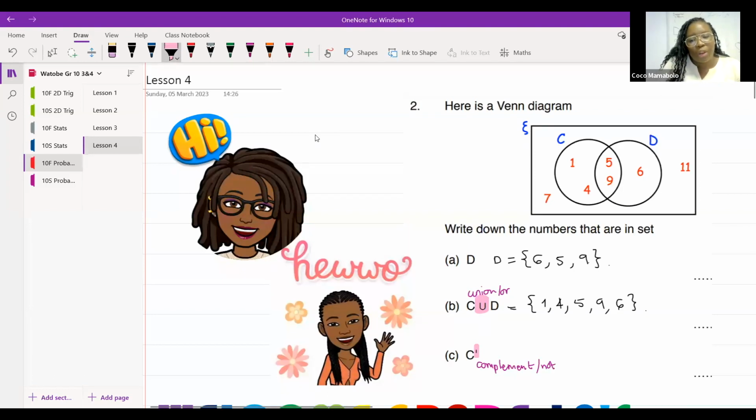So basically what we're looking for is everything that is not in C. Now I've highlighted C. What is not in C, guys? Correct. Beautiful. I know that C complement is going to be 6, 11, and 7.